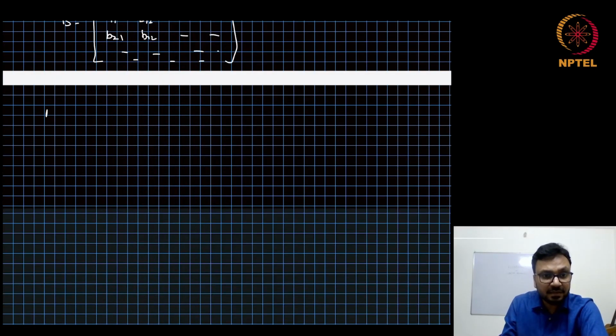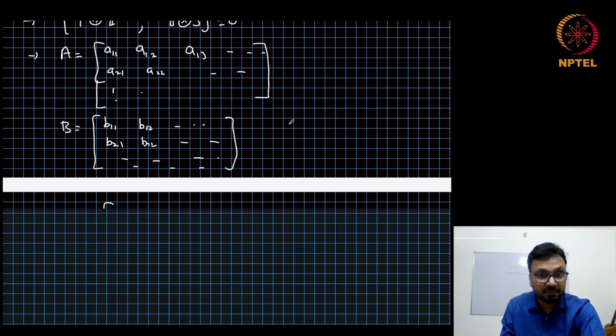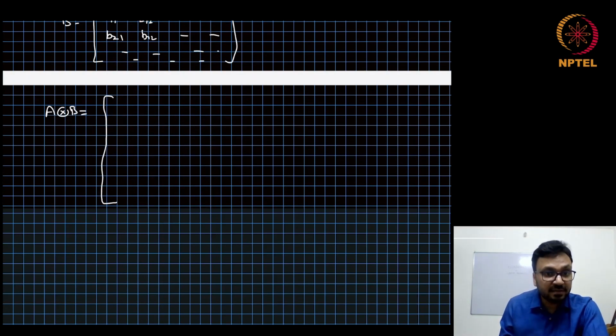A tensor B is defined as a bigger matrix. So till now we did not mention the dimension of A and B. It can be any dimension. They can be square, they can be rectangular, they can even be vectors. So we have already seen the tensor product with vectors.